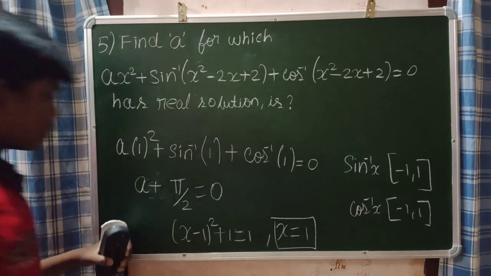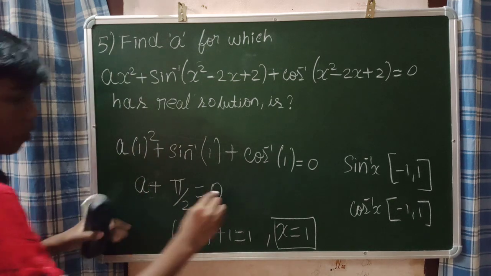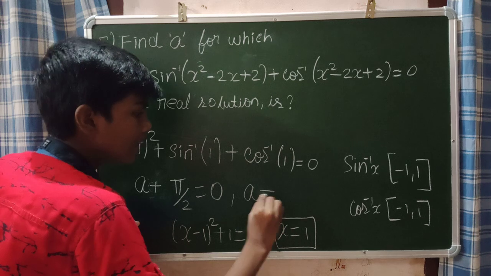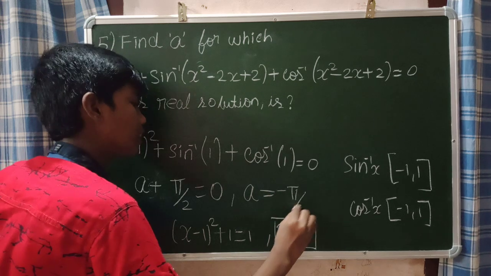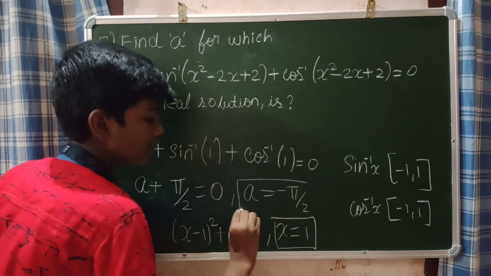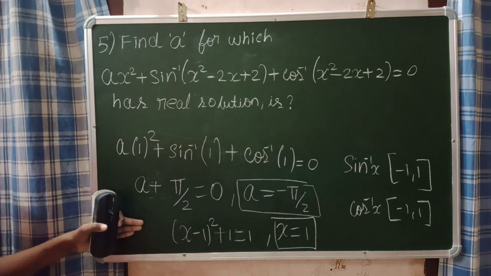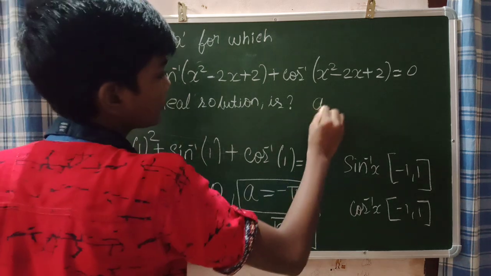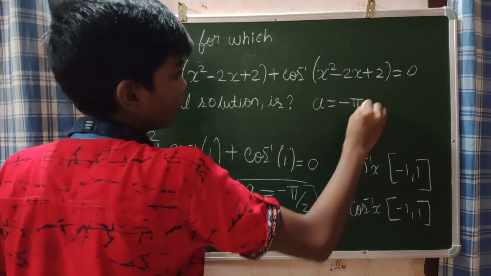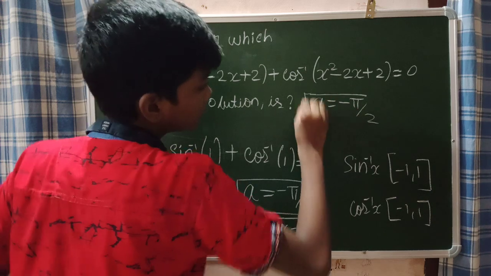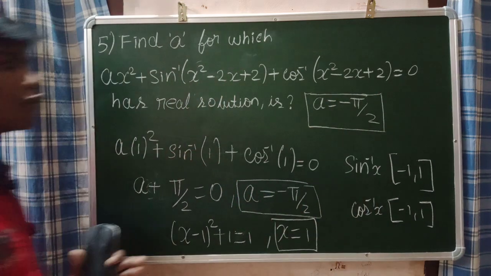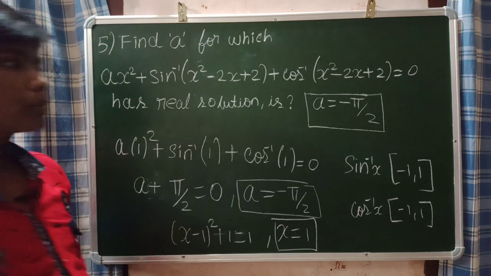This will be equal to 0. Then what will be the value of A? A would be equal to minus pi by 2. That's all, guys. We found the value of A to be equal to minus pi by 2. So what is the answer? The answer is A equal to minus pi by 2. That's what we found, guys.